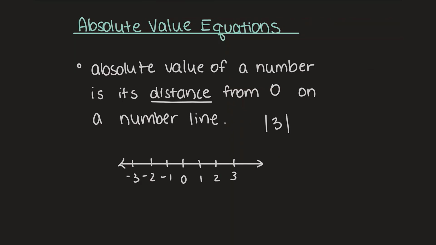Consider the absolute value of 3. 3 is positioned here on the number line, and its distance from 0 is 3 units. Therefore, the absolute value of 3 is just 3. The same thing for the absolute value of negative 3. Negative 3 is positioned here on a number line, and its distance from 0 is also 3 units. Therefore, the absolute value of negative 3 is just 3.